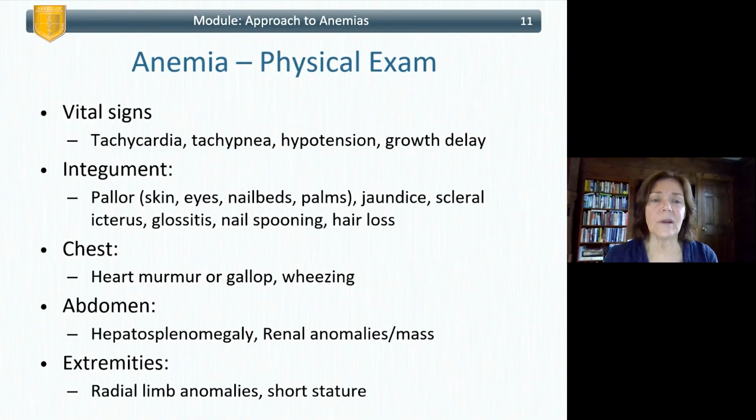On the chest, you want to make sure there's no cardiac murmur or gallop or any wheezing. The abdominal exam, make sure there's no hepatosplenomegaly or masses in the abdomen, such as from renal anomalies or tumors. And check the extremities. Make sure that all the bones are there. There are no radial limb anomalies or short stature.